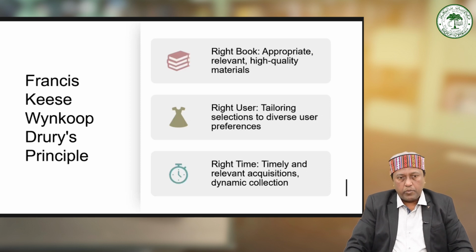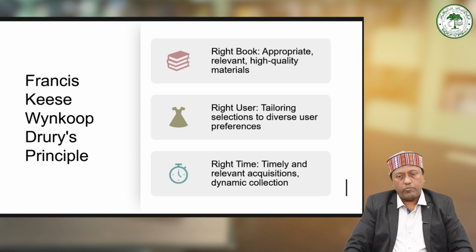The next principle is also very commonly known as Drury's principle. The complete name is Francis Keys Vancouver Drury, and he gave the very popular principle: to provide the right book to the right user at the right time. And this encapsulates the essence of effective library collection development. So we'll see the components. What are the components in his principle?